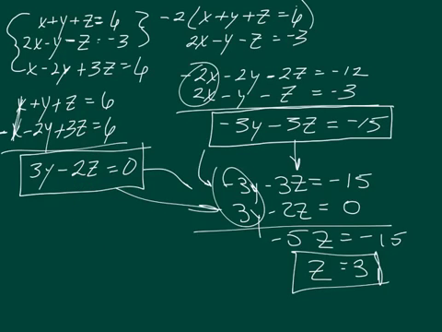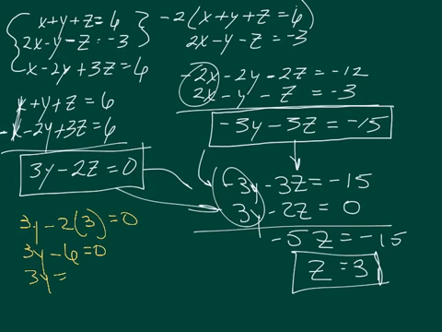So I'm going to put a 3y minus 2 times 3 equals 0. So 3y minus 6 equals 0. 3y equals 6. Y then equals 2. Okay, so now I have a z and a y.